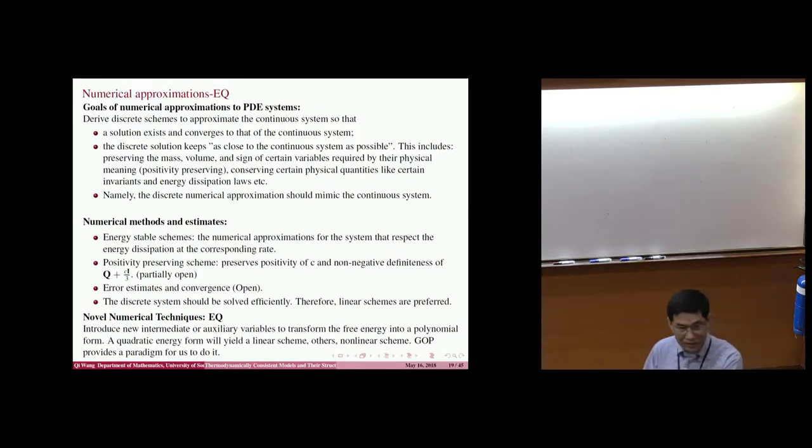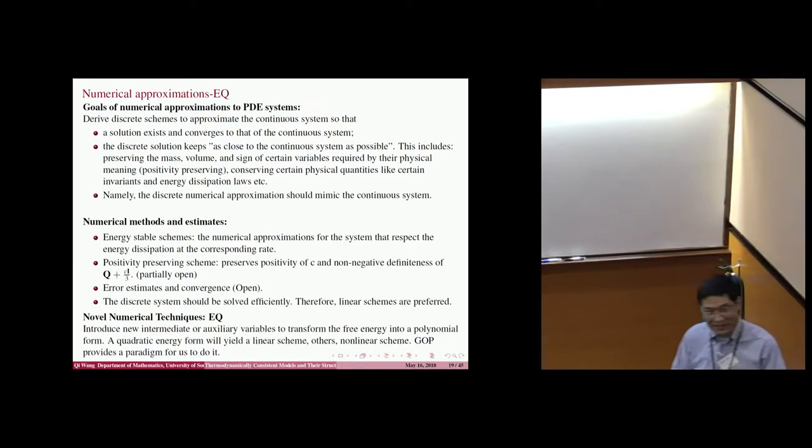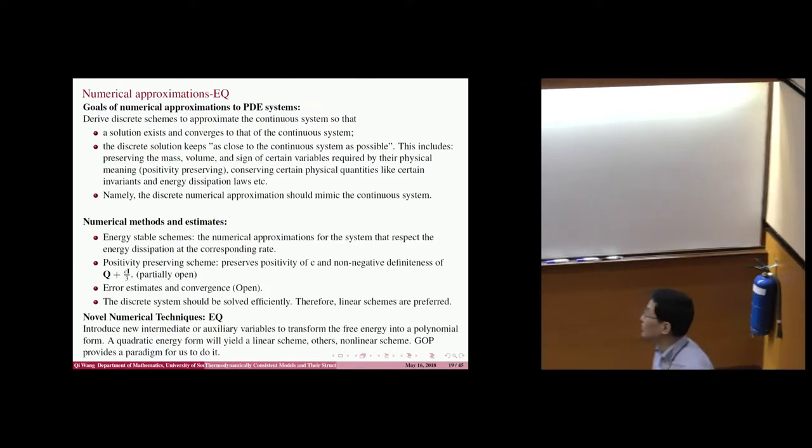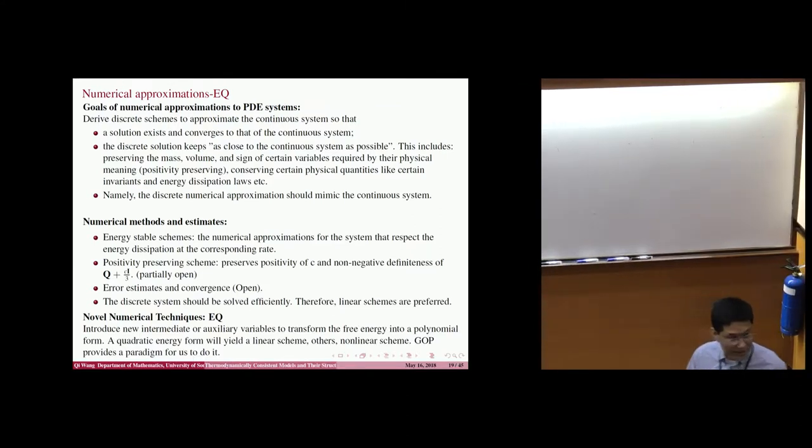In other places, it's non-zero. But computationally, can we maintain this quantity never going negative? That's called positivity preserving. This is a very tricky issue, and I think a lot of people are paying attention to it these days, right?